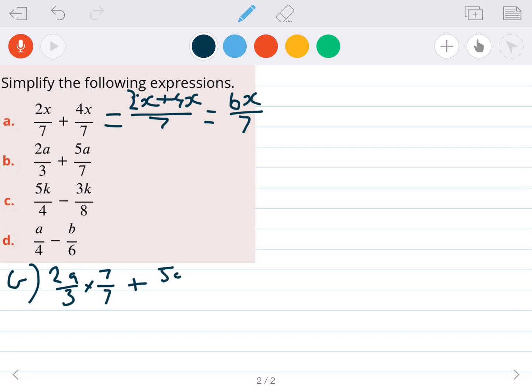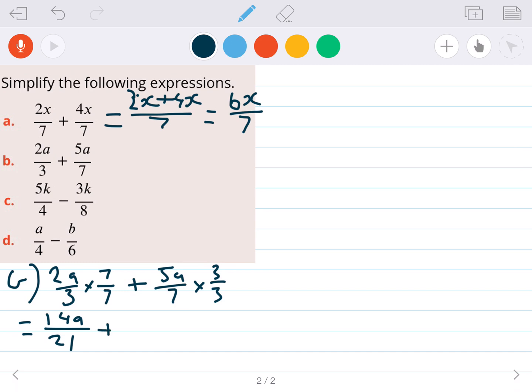And 5a over 7, we can multiply this by 3 on 3, and then we'll have our common denominator. Occasionally this isn't the lowest common denominator, but it will always work. So occasionally you might need to simplify. So 2a times 7, that's 14a. 3 times 7, that's 21.